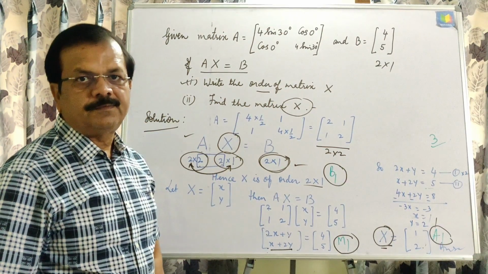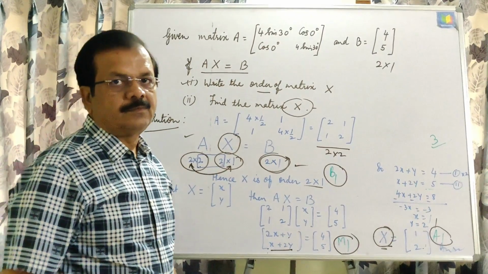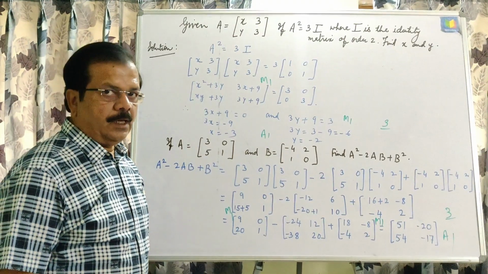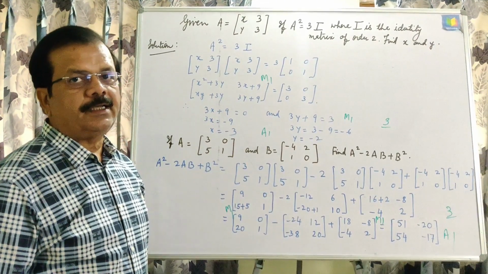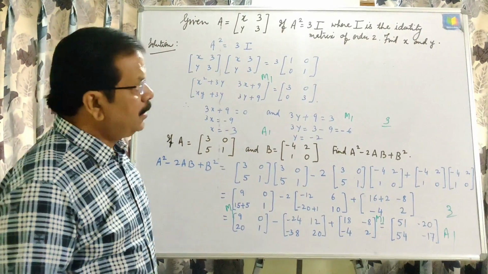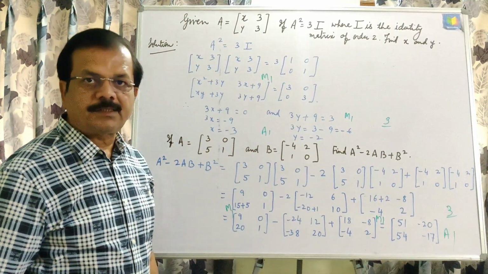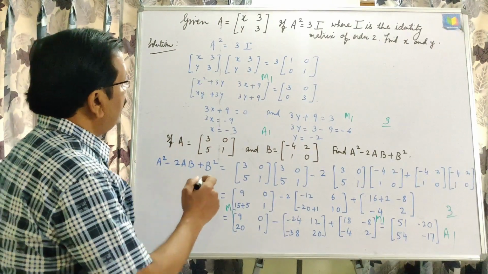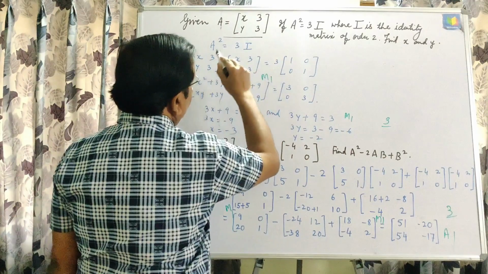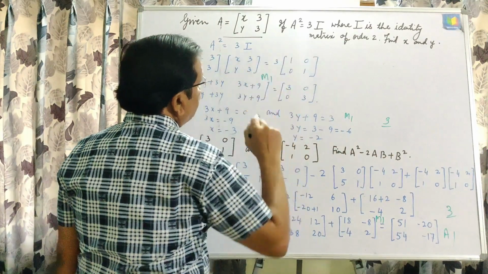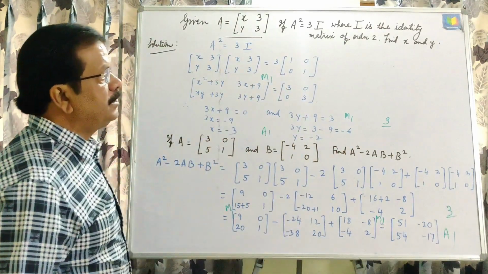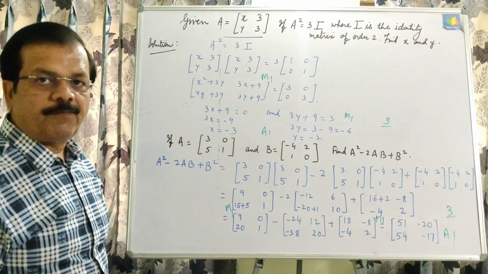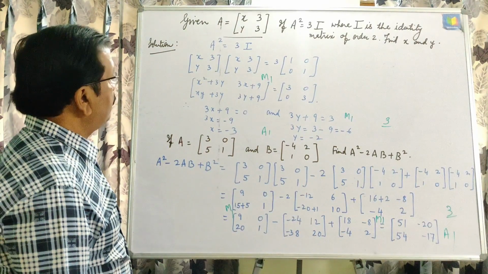Now the next question. Every year students get 2 questions from matrices. These 2 questions were asked last year in the board examination. Given the matrix A is x 3, y 3, if A square is equal to 3I, where I is the identity matrix of order 2, then find the values of x and y.